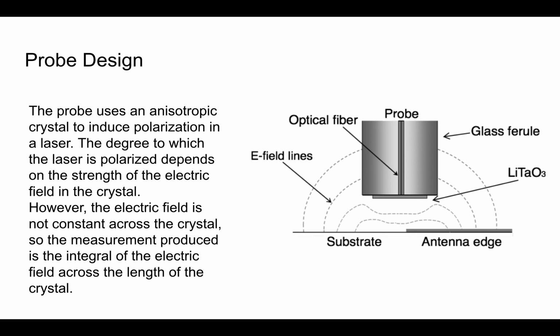The probe uses an anisotropic crystal to polarize a laser. The crystal properties depend on the strength of the electric field. So, if the electric field is very strong, the polarization of the laser will be different than if the electric field is weak. This allows us to determine the magnitude of the electric field from the polarization of the laser. However, the electric field decays across the crystal, making the measurement more of an integral of the electric field than a point measurement.